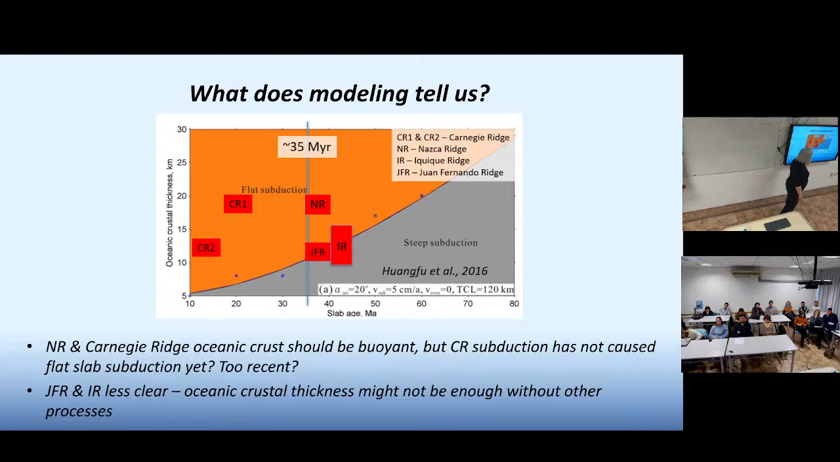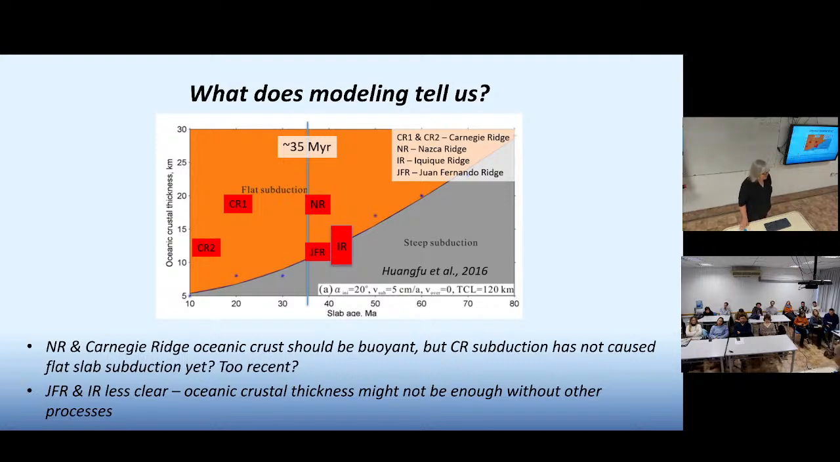And then here's the Quiquí Ridge. That's similar age, similar oceanic crustal thickness, but it's not flat. So perhaps it's not hydrated. And then the Carnegie Ridge plots over here. And boy, should that be flat. There's 2 different ages of oceanic crust, one about 12 and one about 22 million years old.